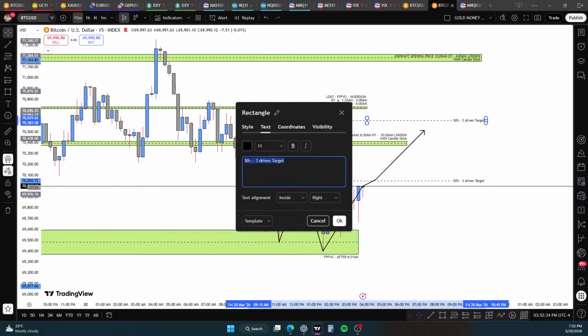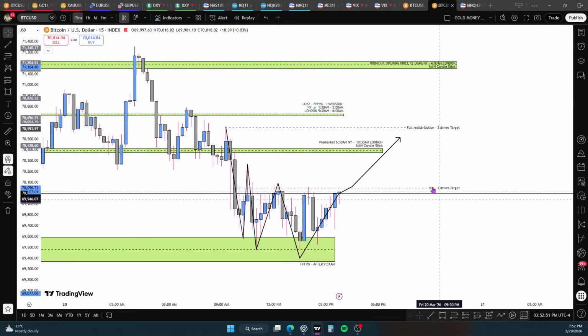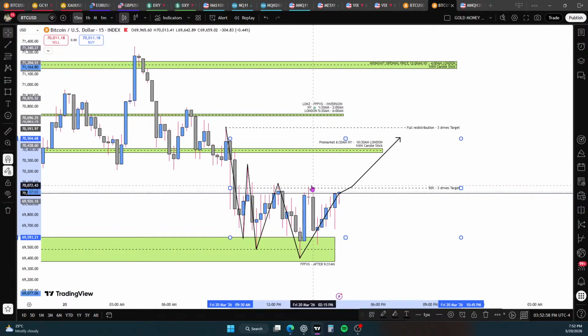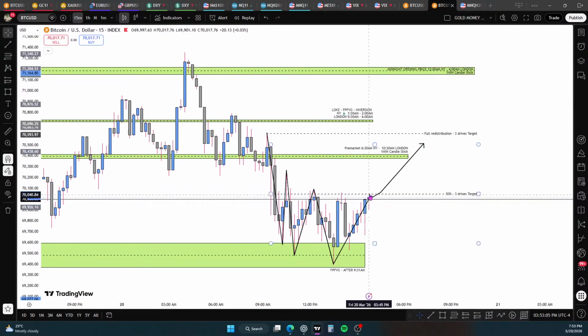So this is going to be the full redistribution of the three drives pattern. Okay, so this is our target. Now, this is the level that we're overall hoping for, but this has already been met on the third drive, which is just a continuation up to here, but maybe some kind of retracement.